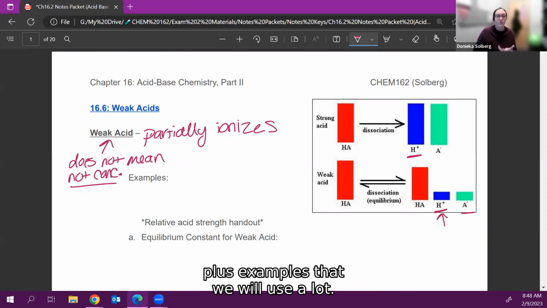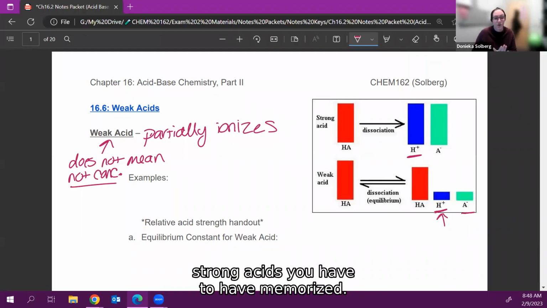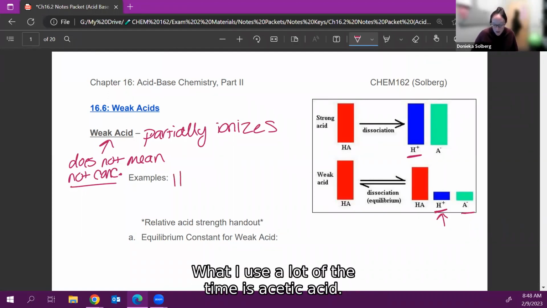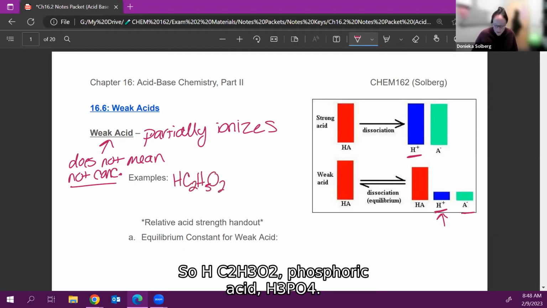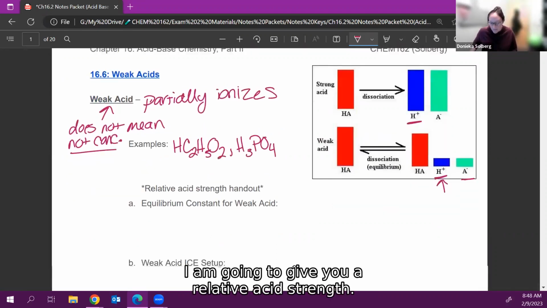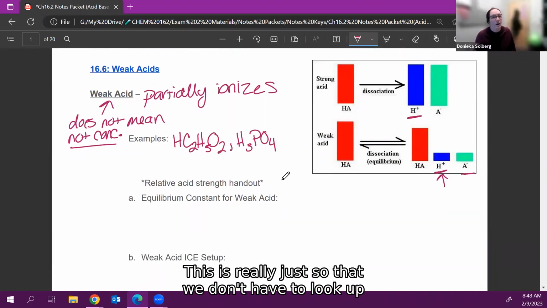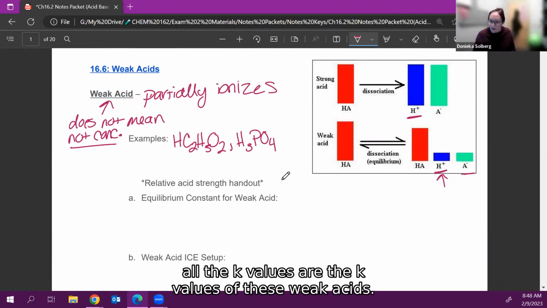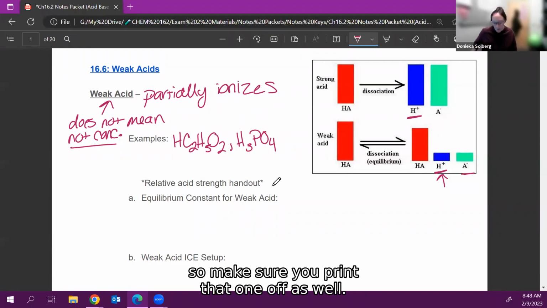Okay, examples that we will use a lot are any acid that is not one of those 6 strong acids you have to have memorized. What I use a lot of the time is acetic acid, so the acetate ion C2H3O2, so HC2H3O2, and phosphoric acid, H3PO4, any of those that are not of the 6 strong acids. I am going to give you a relative acid strength handout. This is really just so that we don't have to look up all of the K values, or the Ka values, of these weak acids. You're going to have this sheet right there, so make sure you print that one off as well.